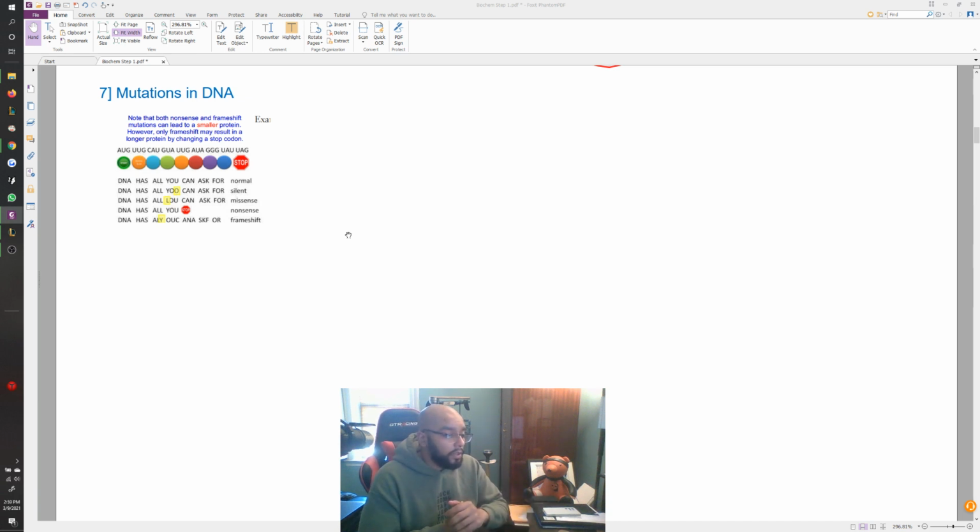Missense mutations are where you take a nucleotide substitution resulting in changed amino acids, right? So now you have a different word there. This missense mutation could be a conservative missense mutation if the new amino acid is very similar in chemical structure to the original that was there, in which case it'll act pretty similar to a silent mutation, right?